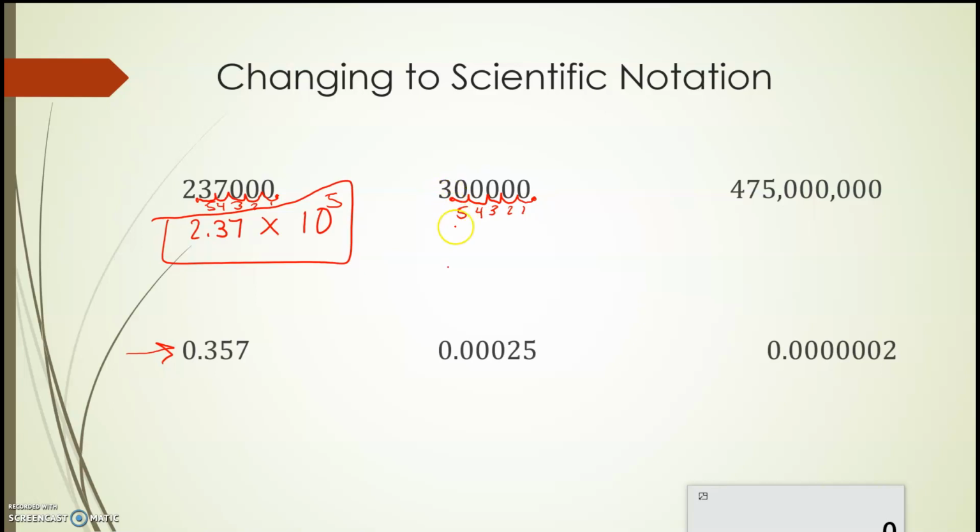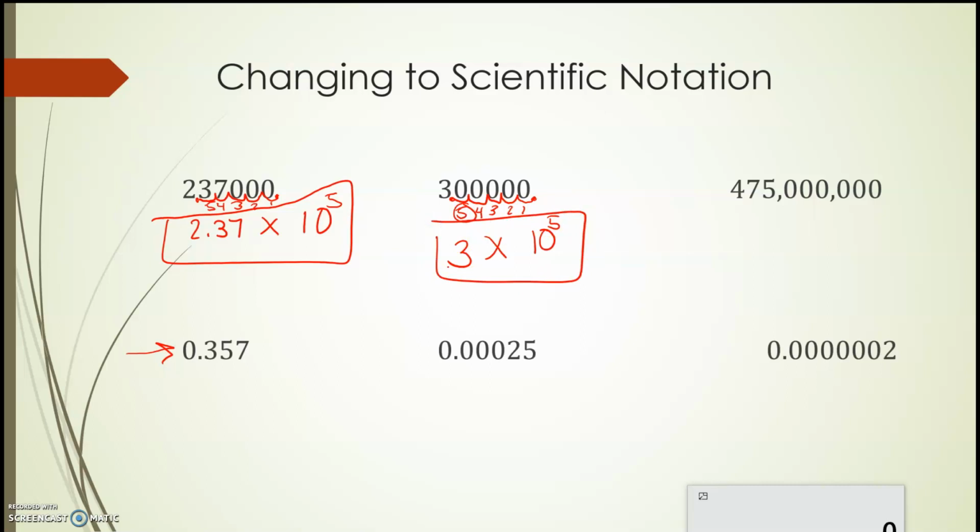So this number would be 3. You don't have to write all the zeros if they're after the decimal. Times 10 to the, again here, you moved it 5 spots, so it's 10 to the 5th. Now let's look at the next one.